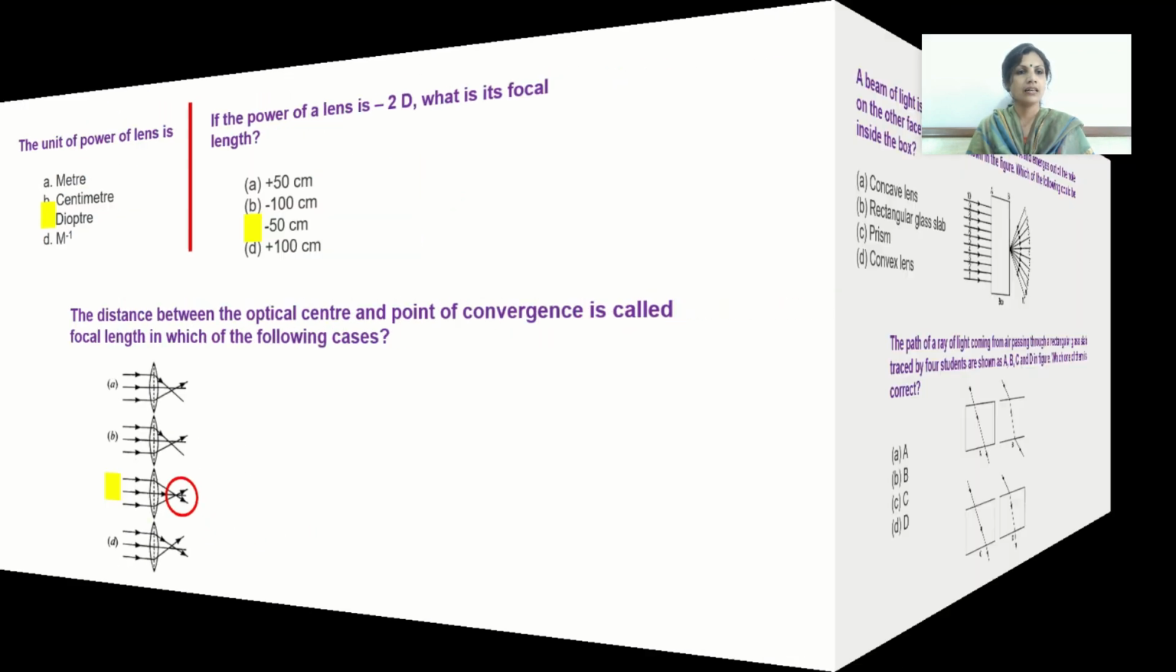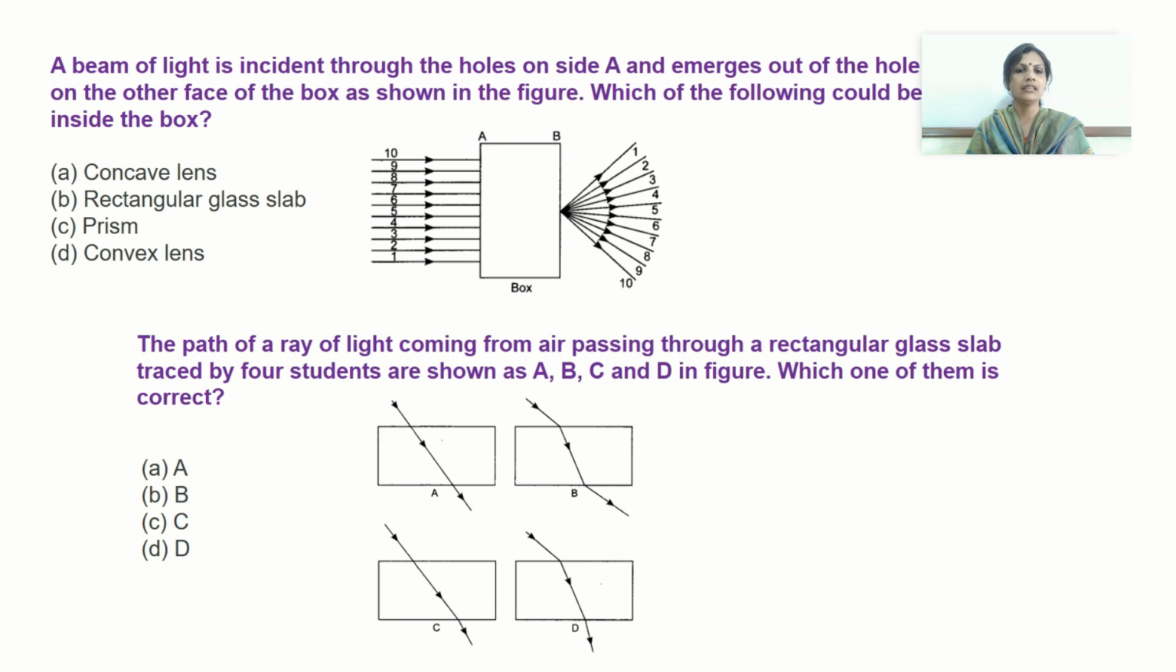Then the next is, a beam of light is incident through a hole on side A and emerges out of the hole on the other face of the box as shown in the figure. Which of the following could be inside the box? Now look at this. You have to observe the figure carefully. Towards the left side of the box, the rays of light, they are parallel to each other and falling on one side of the box. What could be there inside the box? A concave lens, a glass slab, a prism or a convex lens?